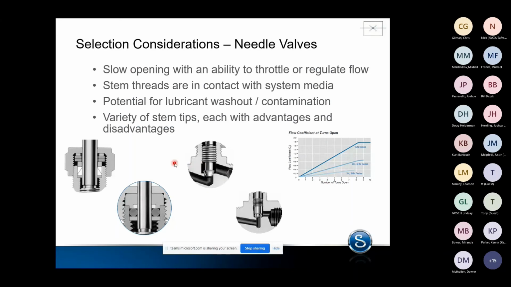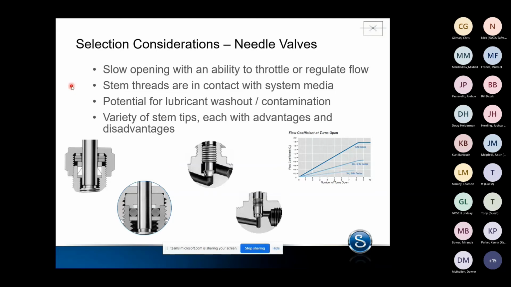Ultimately, when we're looking at a needle valve, they're slow opening. To get a valve wide open through 8 turns, if you think of what it would take to actuate a valve 8 turns, you can't get to wide open very quickly. So if we need a system that opens slowly, maybe it's oxygen, maybe it's hydrogen, that we don't want to just send a full shot of system pressure downstream, a needle valve is a great choice for that.